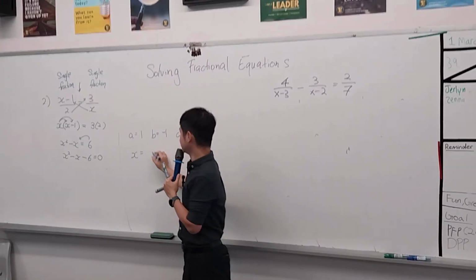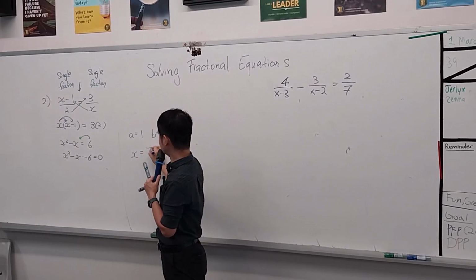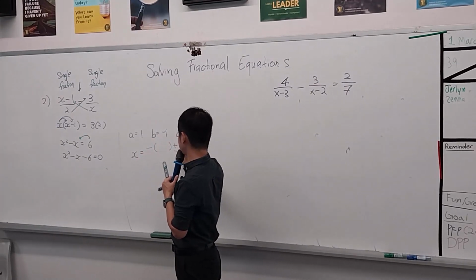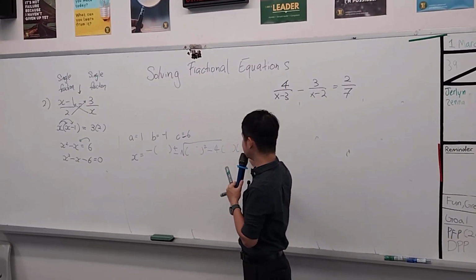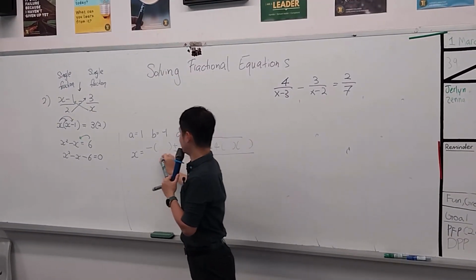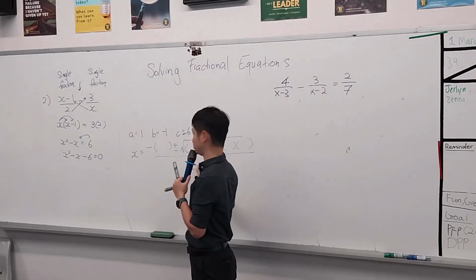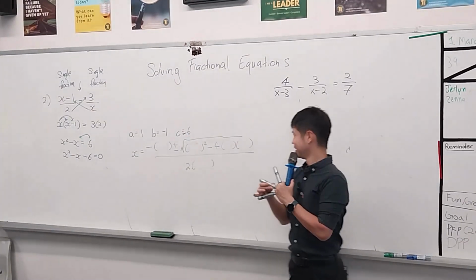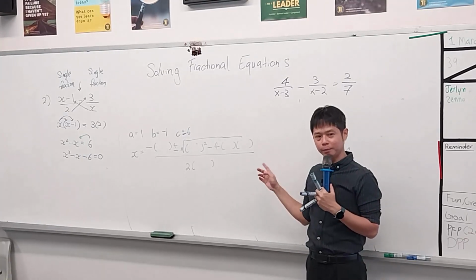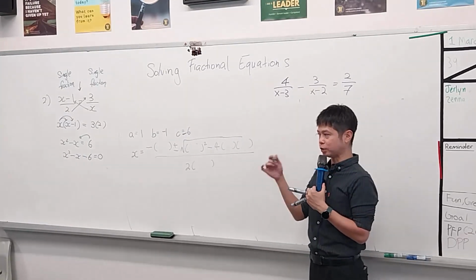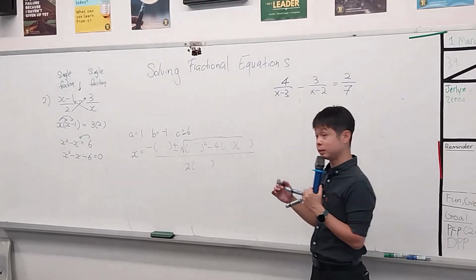So we will write down the formula. x equals negative b plus or minus square root of b squared minus 4ac, over 2a. I don't know whether you all did it this way, but if you do it that way, there's less chance of you making a mistake. Now let's fill in the blanks.